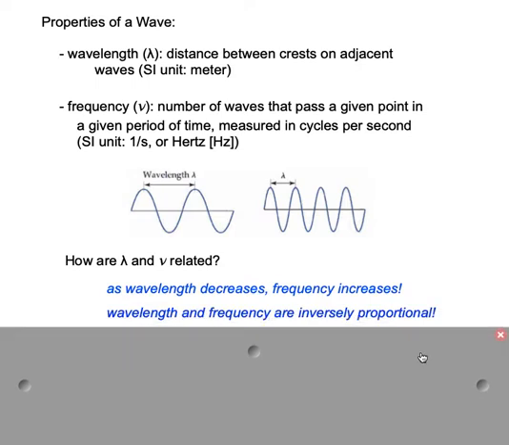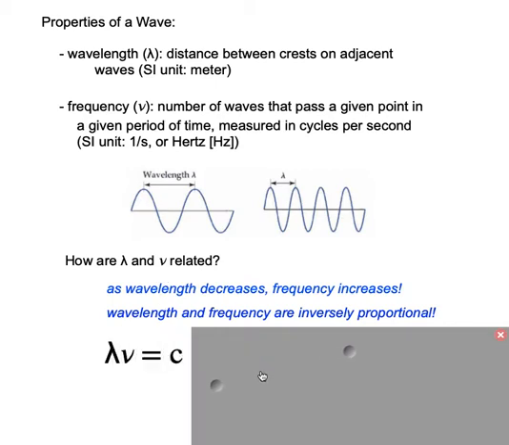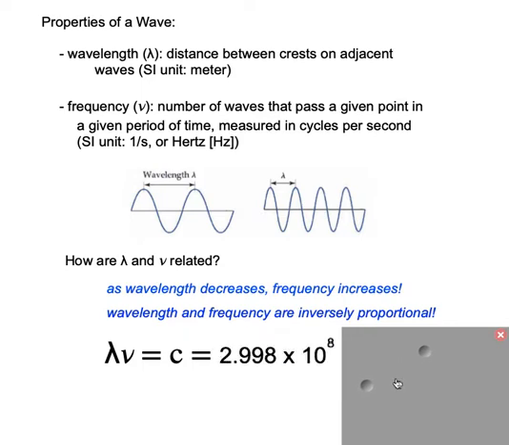And you will further recall that if two variables, in this case lambda, which represents wavelength, and nu, which represents frequency, are inversely proportional, they multiply together to give a constant. That constant is the speed of the wave, and in the case of electromagnetic radiation, that has a value of 2.998 times 10 to the 8th meters per second. So let's see how we can use this equation to interconvert between the wavelength and frequency of different forms of electromagnetic radiation.